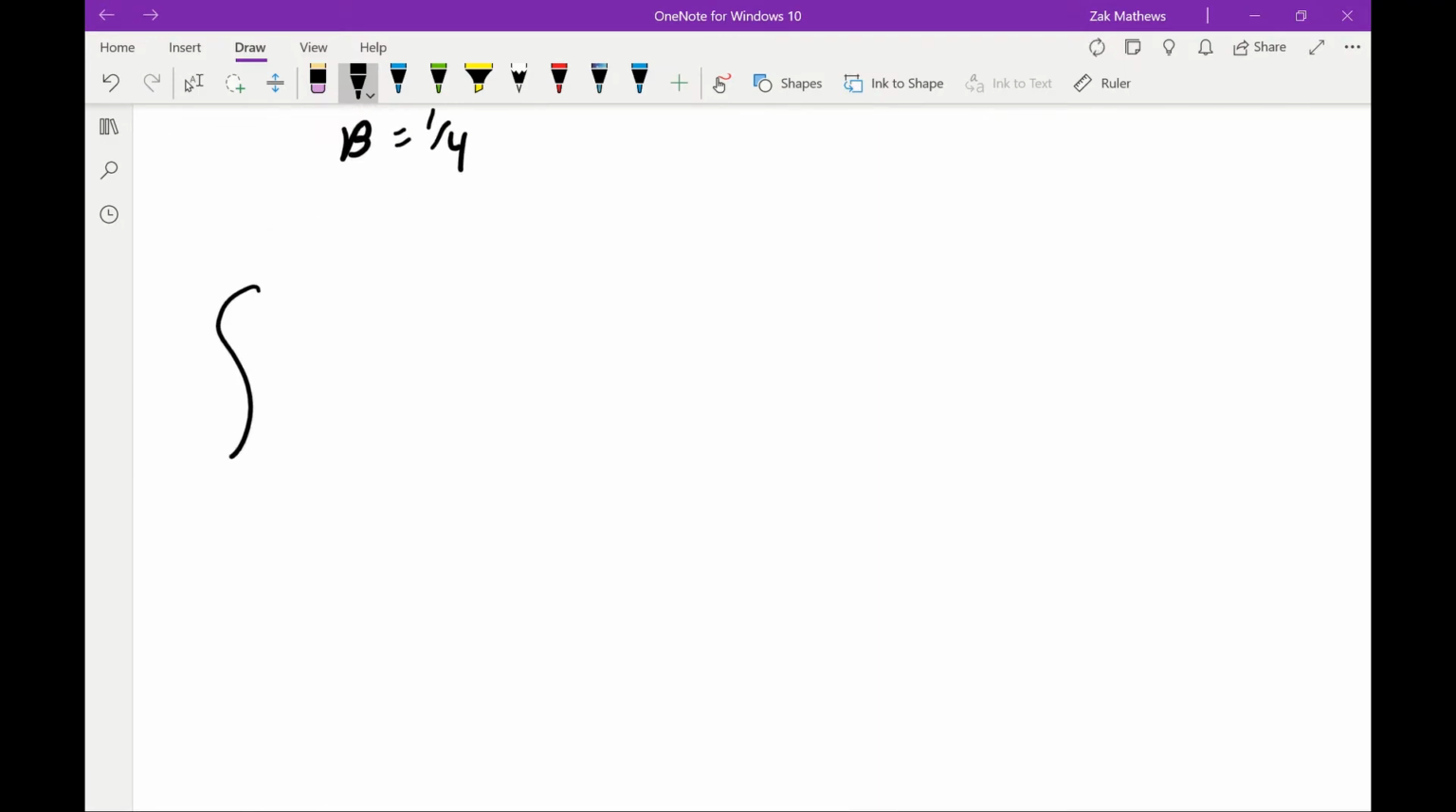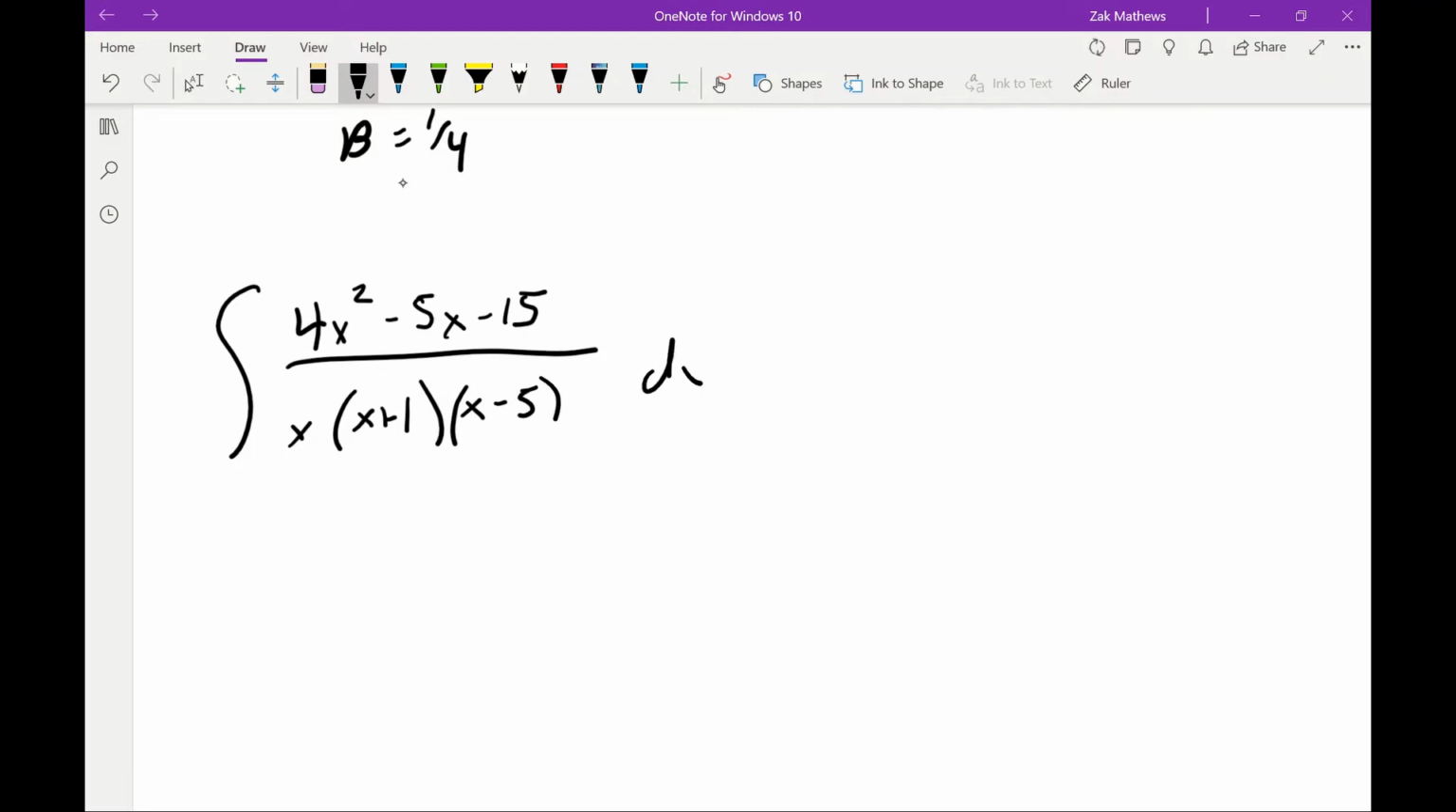Let's say we have the integral of 4x squared minus 5x minus 15 over x times x plus 1 times x minus 5 dx. Same idea as the last one. We have this really complex fraction. We can now actually see what its factors are. It's given us the factors, which makes it a little bit easier. But I don't know what the different fractions are that were added together to get here. So let's write it as those separate fractions.